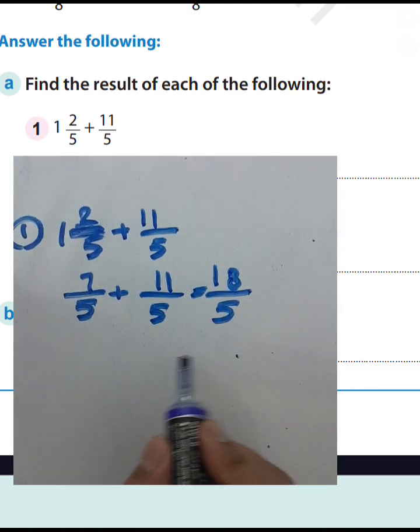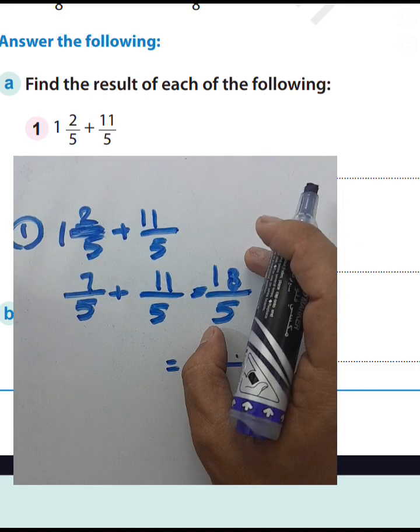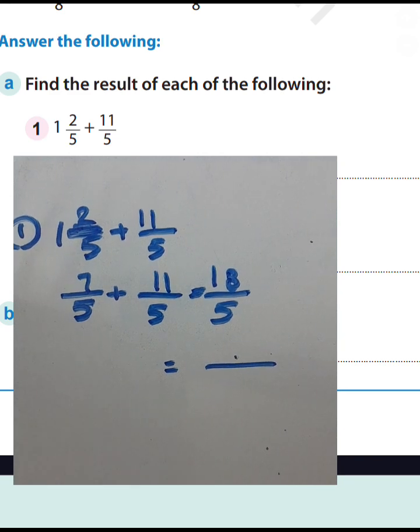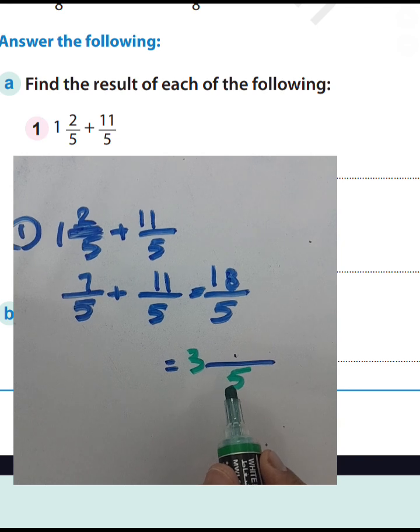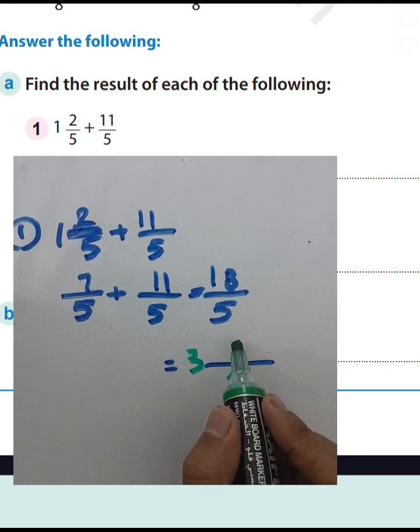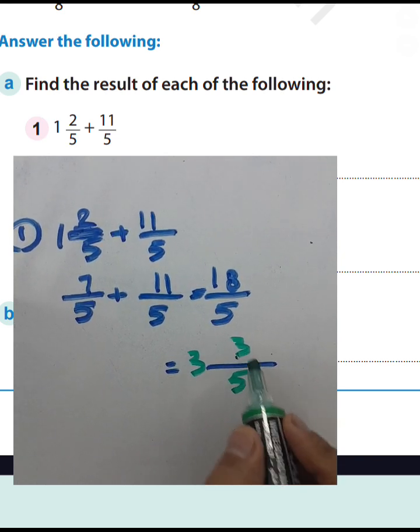You can convert this improper fraction to a mixed number. Write 5 here, and 3 times 5 equals 15. And remember, 3 times 5 is 15, and 15 plus 3 equals 18.